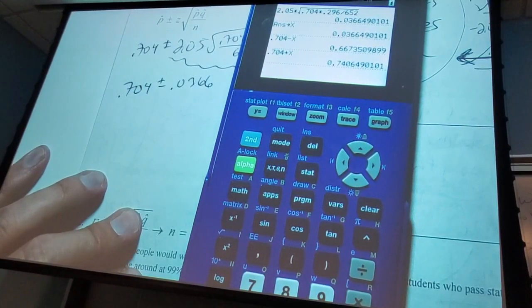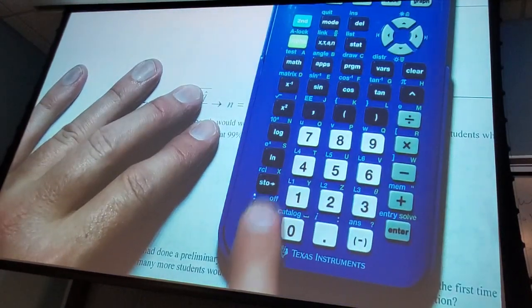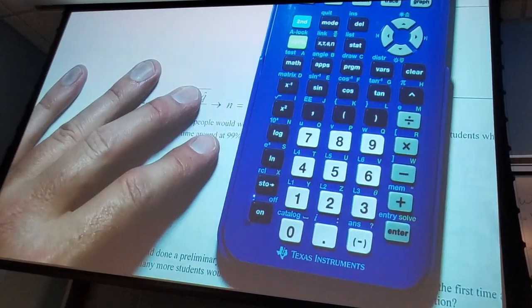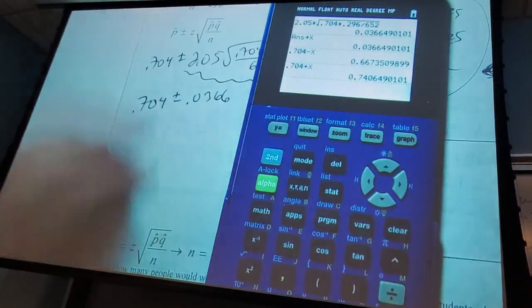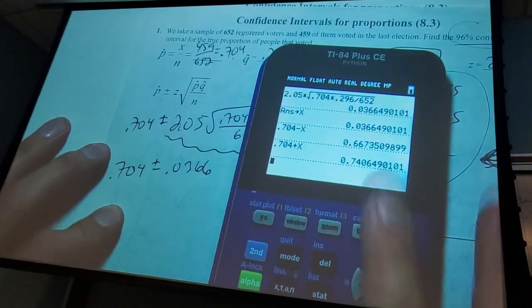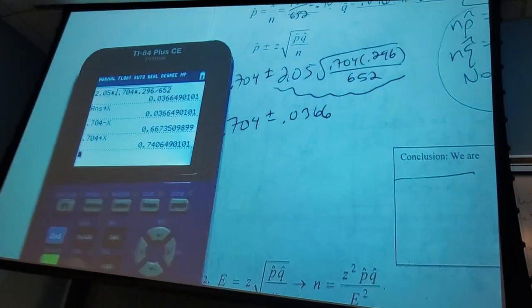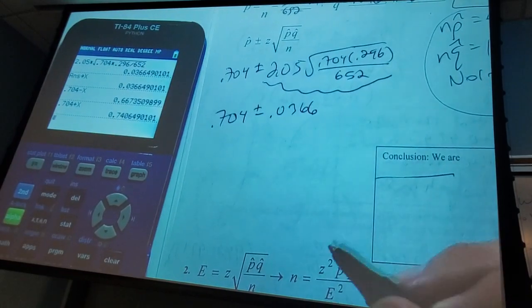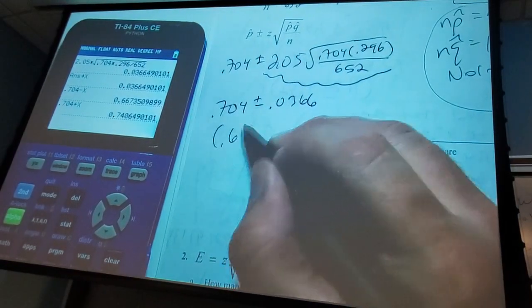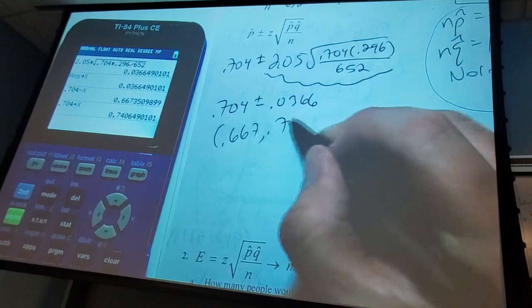Where's the store button? Right there, right above all. Okay. So now I've got my confidence interval goes from, good lord, it's so much glare, 0.667 to 0.741.